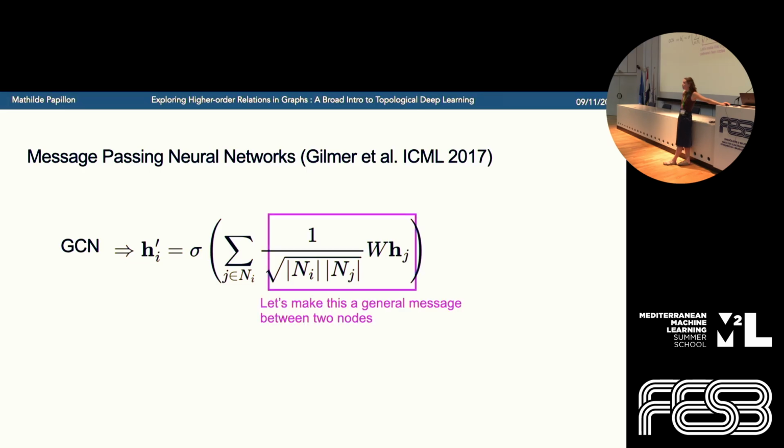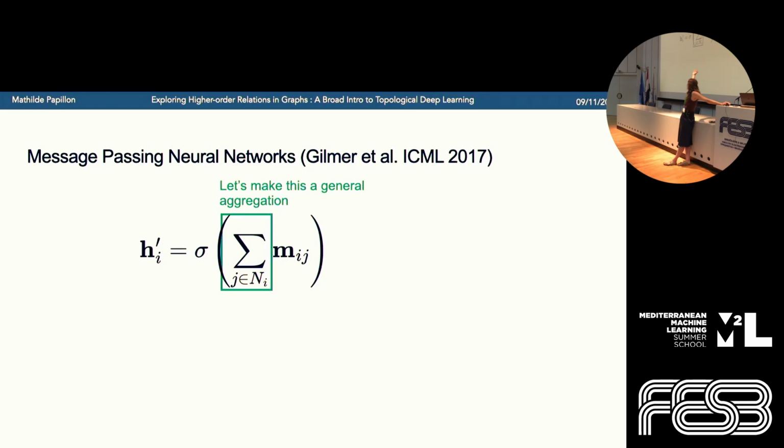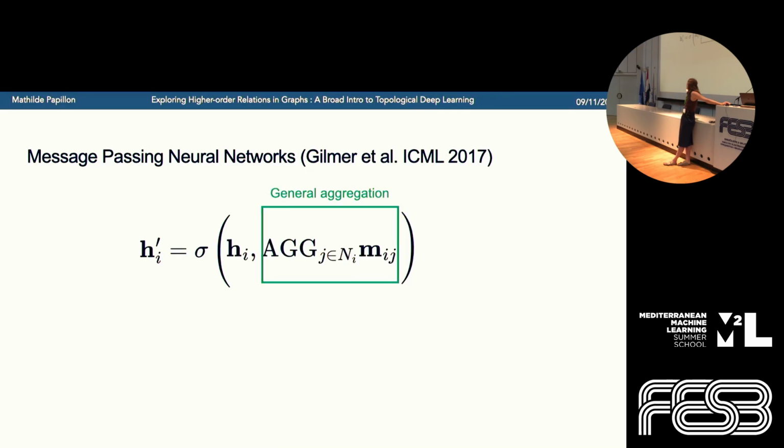We want to make it more expressive. We want to make it more flexible. So instead of this very rigid weight times feature normalized message, we are going to define any possible message between two nodes as given by this function m. Function m can depend on both features of the nodes. It can depend on a feature on the edge. It can depend on a learnable weight. It can be anything, right? This is what we're going to use. And then we're also going to define a general aggregation, not just a sum. So that's what that looks like.